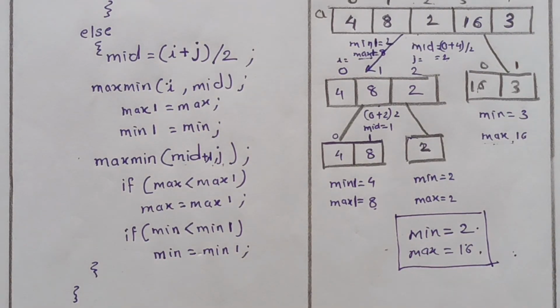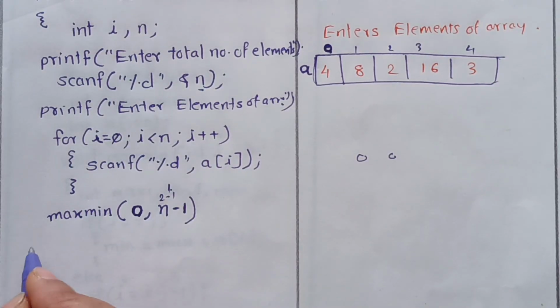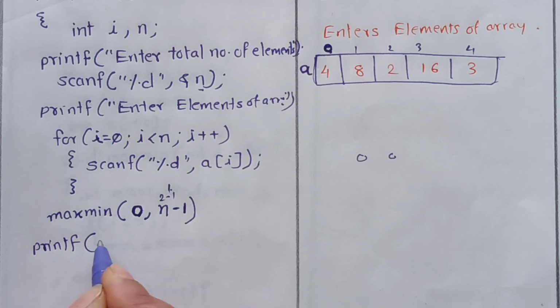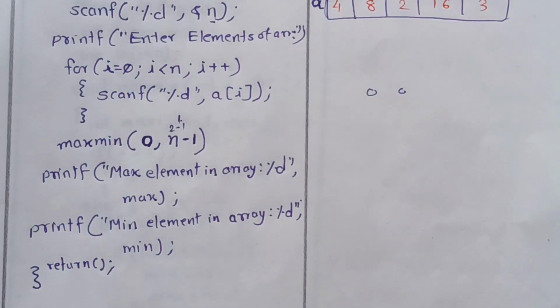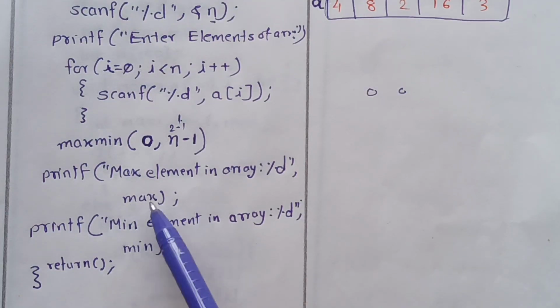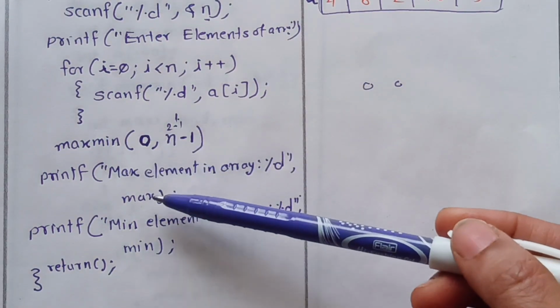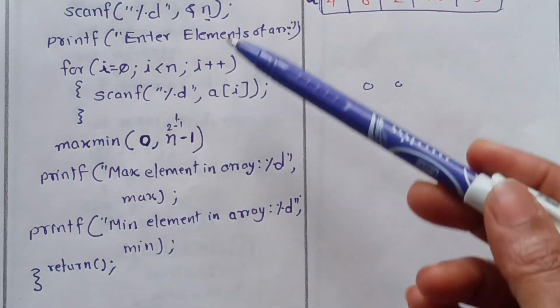So this one you are printing in your main function. After getting the value in the main function, you have to print the minimum value and maximum value. So you can see here we are printing max element in array with %d, max. Globally you are declaring these max and min variables, so you can use that max and min in the function as well as in the main function also.